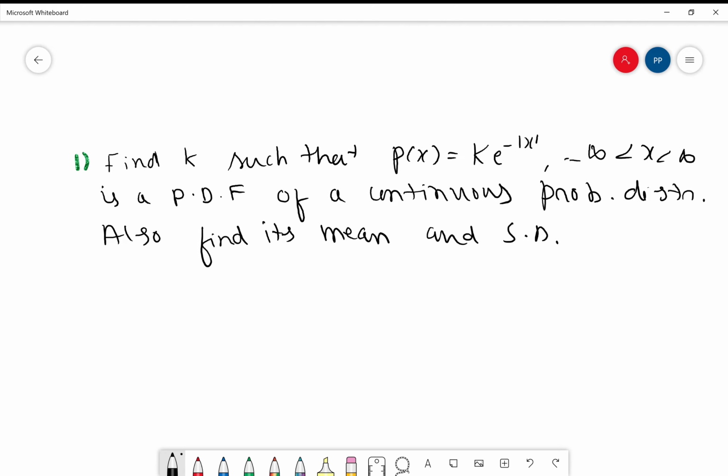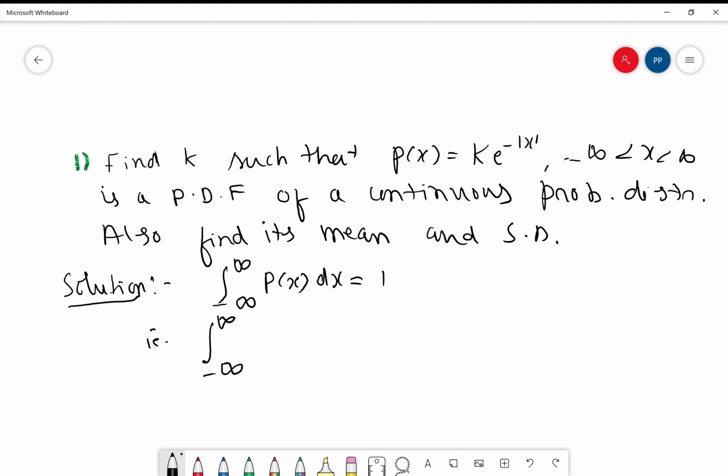So that means here you have to evaluate three integrals. So we know that the condition for p of x to be a probability function is it has to be non-negative, and the integral value from minus infinity to plus infinity equals 1. So we'll use that condition to determine k. The condition is integral minus infinity to plus infinity p of x dx equals 1. That is, integral minus infinity to plus infinity k into e power minus mod x dx equals 1.